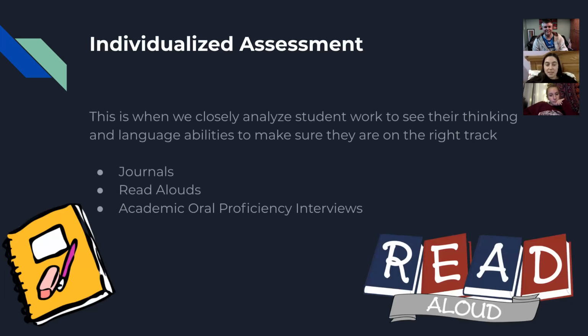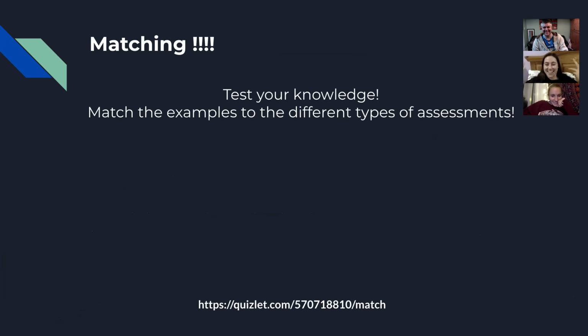Next are individualized assessments. So this is when we closely analyze student work to see their thinking and language abilities to make sure they are on the right track. So here we have journals, read alouds, and academic oral proficiency interviews. So with journals, teachers sometimes collect them back and see that their students are actually doing work and making sure that they're staying on track. Same with read alouds, testing proficiency. And I've never myself seen an academic oral proficiency interview, but it sounds a little scary. But if they do them now, interesting. I don't know what they are exactly.